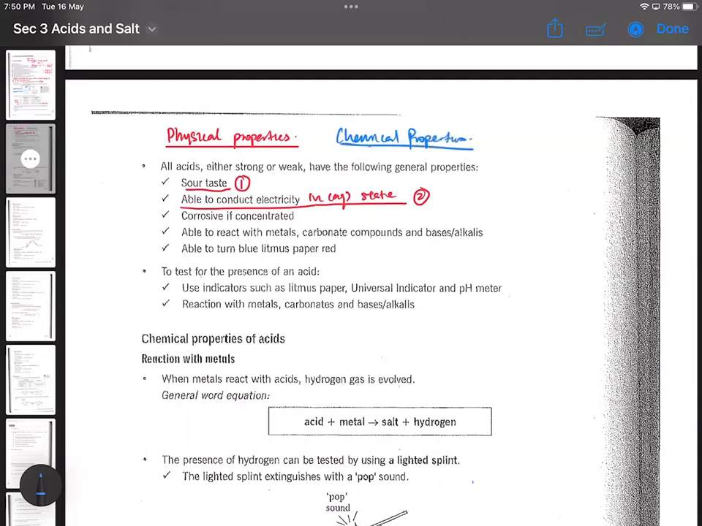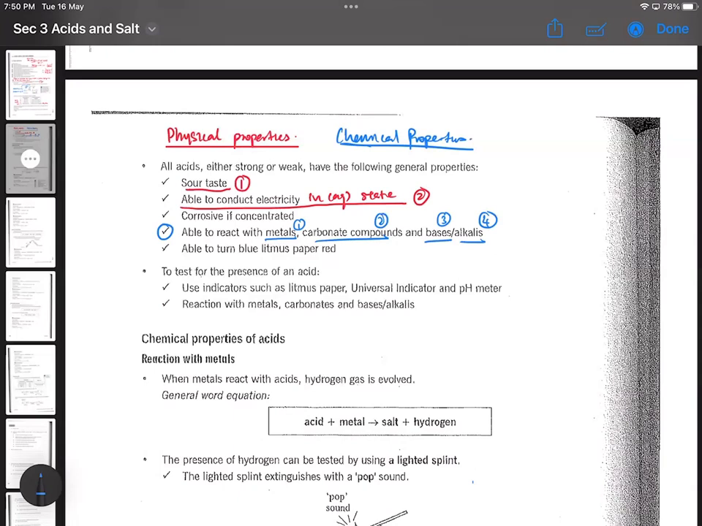Chemical properties are reactions. So this is a very strong chemical property. React with metals, number one, carbonates, number two, bases, number three, alkalis, number four. So these are your four chemical properties which align to their reactions. So chemical property is pretty straightforward.